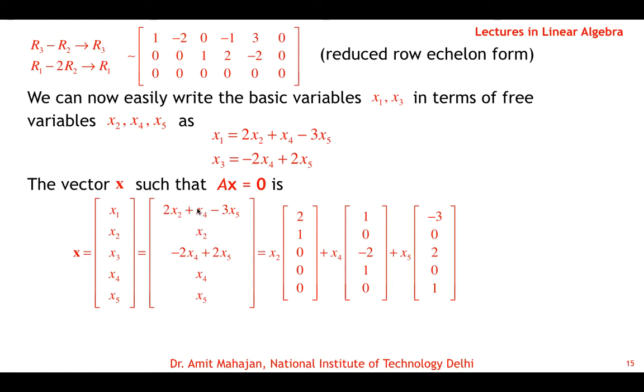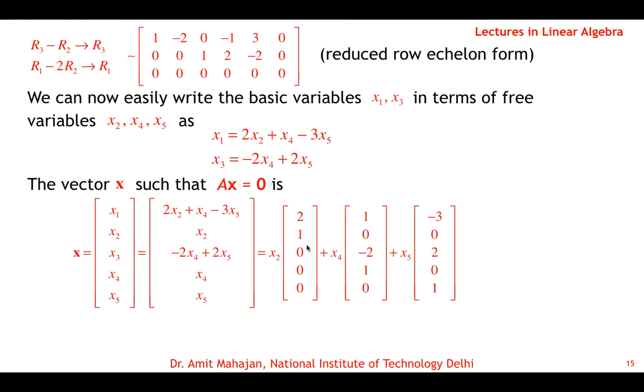So you can see 1 0 minus 2 1 0, plus x5 times the coefficients of x5, minus 3 0 2 0 1. Clearly you see there are three vectors. We can write this as x2 v1 plus x4 v2 plus x5 v3. So we got exactly three independent vectors because there are three non-pivot columns, or three free variables.